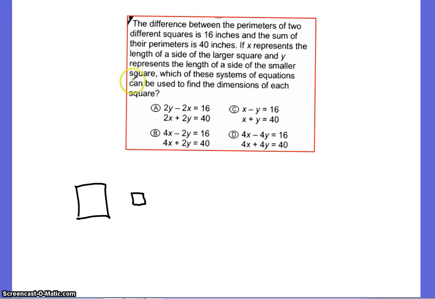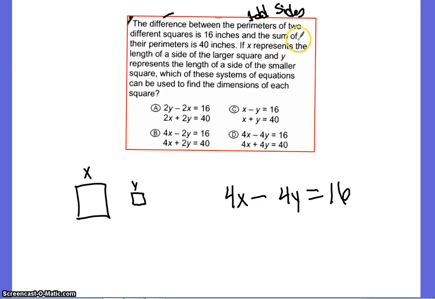We have a big square and we have a small square. And x is the big one and y is the small one. The difference, what does that mean? That means subtract between the perimeters, which means to add all sides, is 16. So take the perimeter of the first one, which would be x plus x plus x plus x, which is 4x, minus the perimeter of the second one, which would be y plus y plus y plus y, which is 4y, is equal to 16.